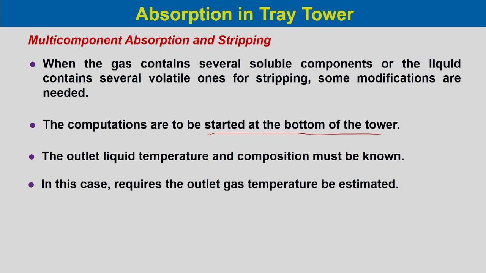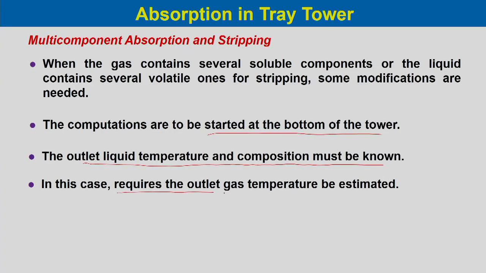So, in this case it requires the outlet gas temperature be estimated. Based on the known outlet liquid temperature and composition, we can calculate the outlet gas temperature, which is going at the top. Our calculation starts at the bottom, where we need the outlet liquid exit for a counter current absorption tower, the liquid exit at the bottom. So, its temperature and composition is known.